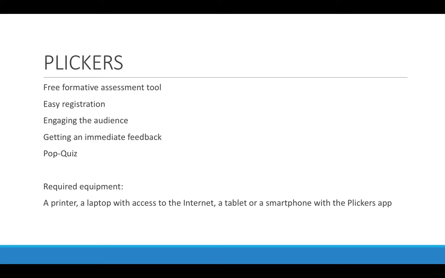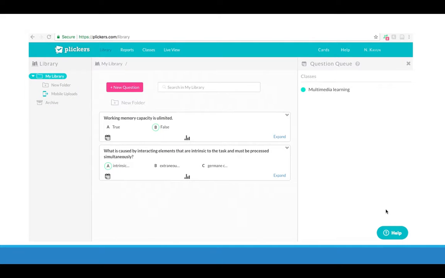However, you do require some equipment to use PLICKERS. First of all, you would need a printer to print out the PLICKER card for each of your students, a laptop with access to the internet to create your questions beforehand, and also a tablet or a smartphone with a PLICKER app to scan the answers during the class and project them on your whiteboard.